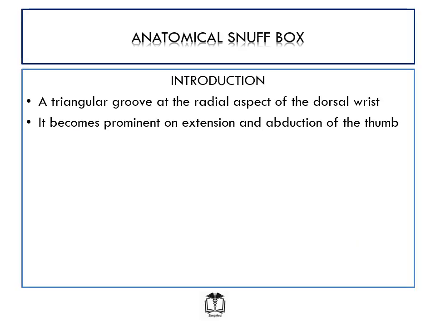The last important space of the upper limb is the anatomical snuffbox. This is a triangular groove found at the radial aspect of the dorsal wrist. It is the prominent space that is seen on extension and abduction of the thumb.